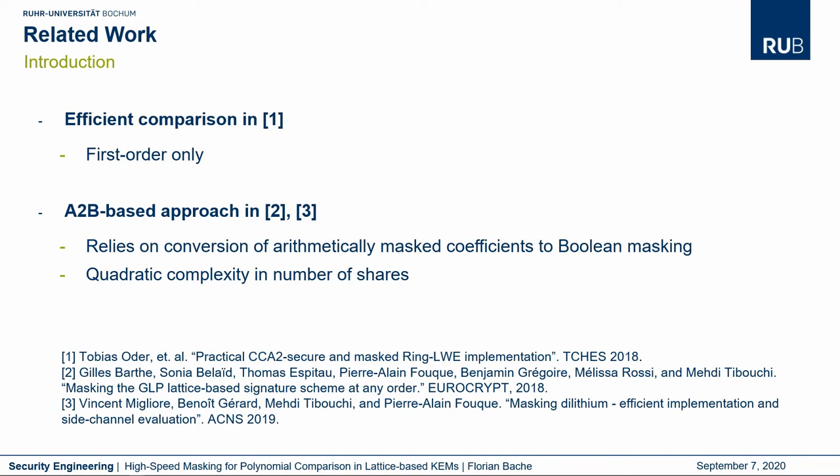So related work, which also studied the masking of the comparison step, can be classified in two types. First, we have the efficient comparison by Oder et al., which is first order only. And we have the arithmetic to Boolean conversion-based approach, which can work at higher masking orders, but it has quadratic complexity in number of shares and therefore gets expensive if we increase the number of shares to increase the masking order.